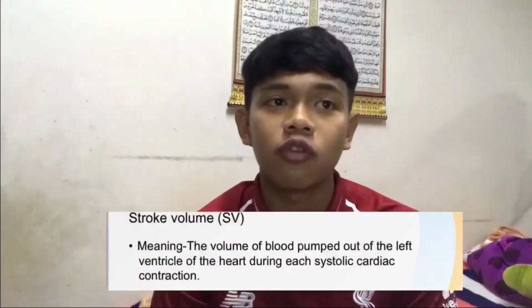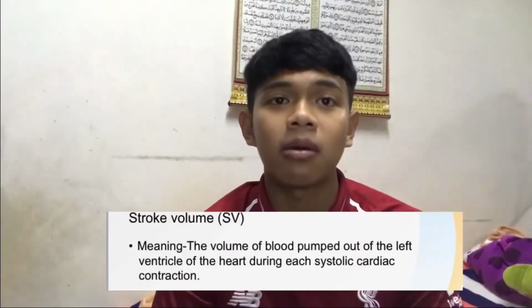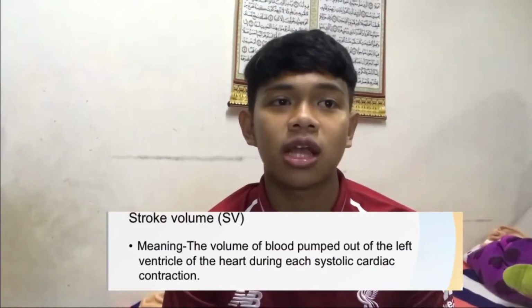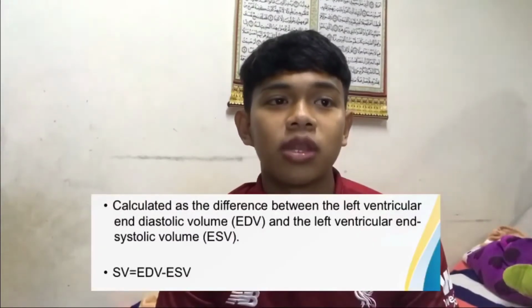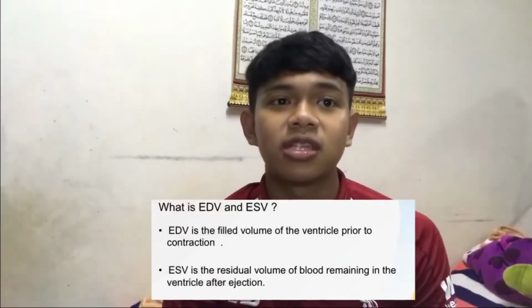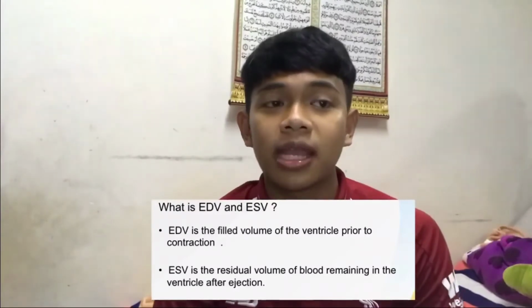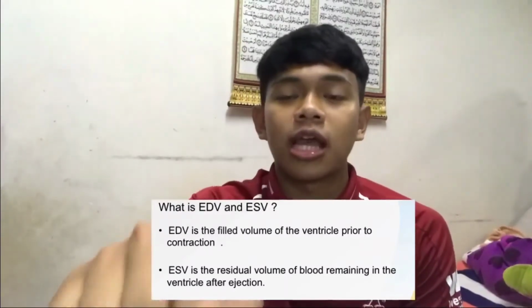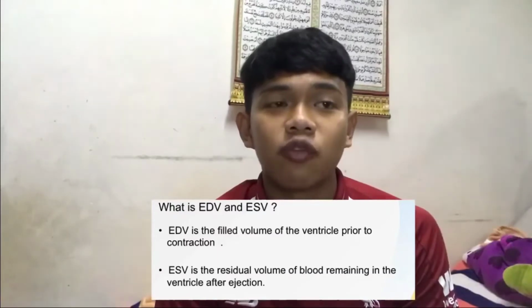Now we go to the stroke volume. Stroke volume means the volume of blood pumped by the left ventricle of the heart during its systolic contraction. The calculation of the stroke volume is the end diastolic volume, EDV, minus the end systolic volume, ESV. So what is the EDV? EDV is the filled volume of the ventricle before contraction, and ESV is the volume of blood remaining in the ventricle after ejection. For example, when EDV is 150 milliliters minus an ESV of 80 milliliters, you get a stroke volume of 70 milliliters.